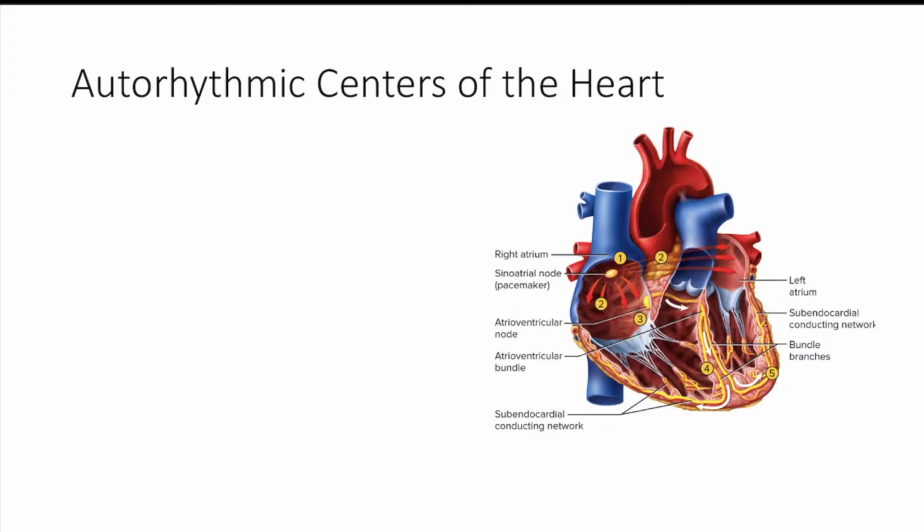There are three autorhythmic centers of the heart that are responsible for creating and propagating electrical signals that will lead to heart contraction and relaxation. These electrical signals are what an EKG is actually measuring and can indicate the strength and functioning of our heart.